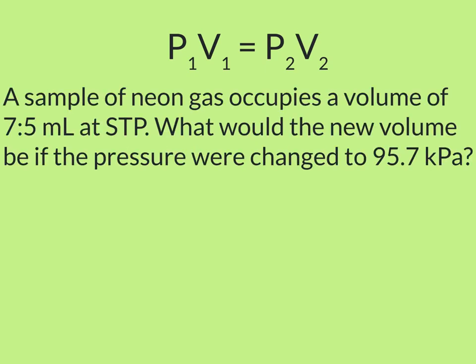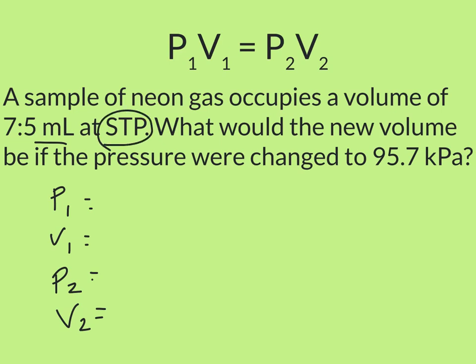So let's try this sample problem together. A sample of neon gas occupies a volume of 7.5 milliliters at STP. What would the new volume be if the pressure were changed to 95.7 kilopascals? So when I look at a gas law problem, the first thing I want to do is list my variables. So here I have P1, V1, P2, and V2. Now let's look in the problem and see if we can identify these variables. It says that my volume initially is 7.5 milliliters at STP.